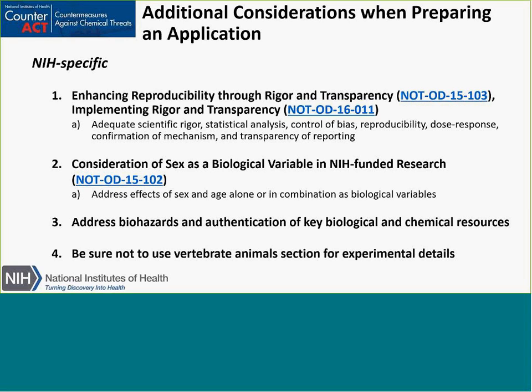Use the vertebrate animal section for experimental details to circumvent page limits. Reviewers are not required to consider this section for that purpose. It may result in less enthusiastic review scores.